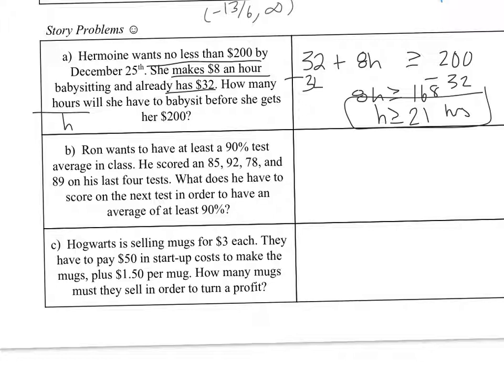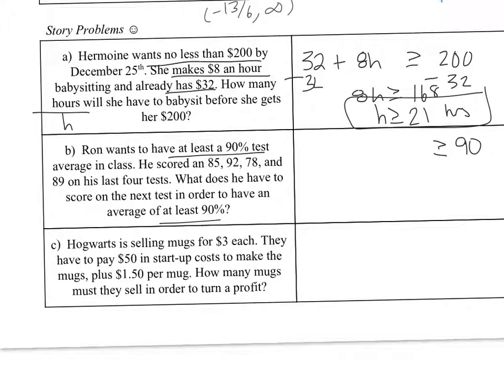Okay, B. Ron wants to have at least a 90% test average in class. So at least a 90%. He scored an 85, a 92, a 78, and an 89 in his first 4 tests. What does he have to score on the next test in order to have an average of at least 90? So this expression needs to be at least 90.